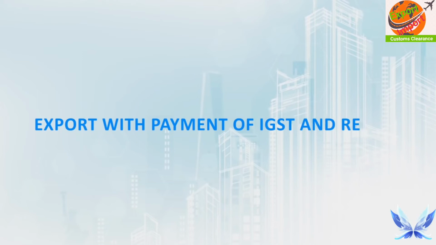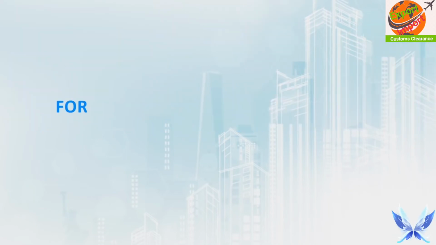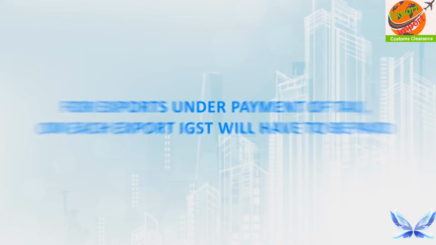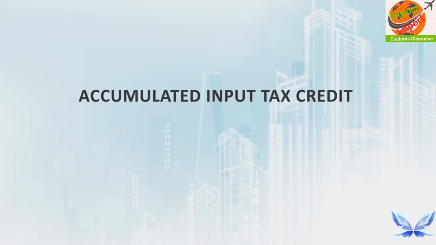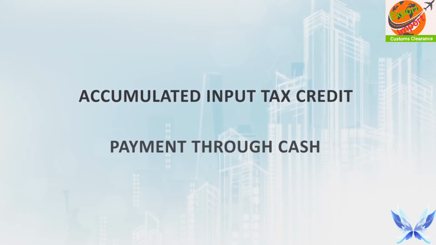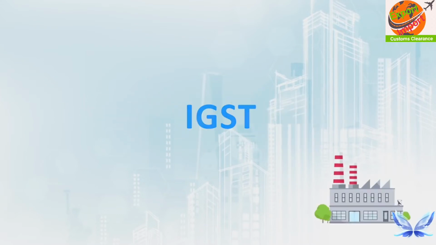Export with payment of IGST and refund. For exports under payment of tax, on each export IGST will have to be paid. IGST can be paid using the accumulated input tax credit or, if credit balance is insufficient, by payment through cash. When exported with payment of tax, the IGST paid is eligible for refund.